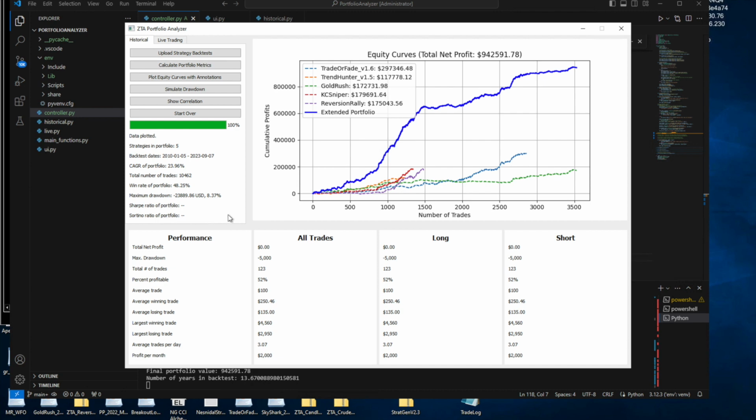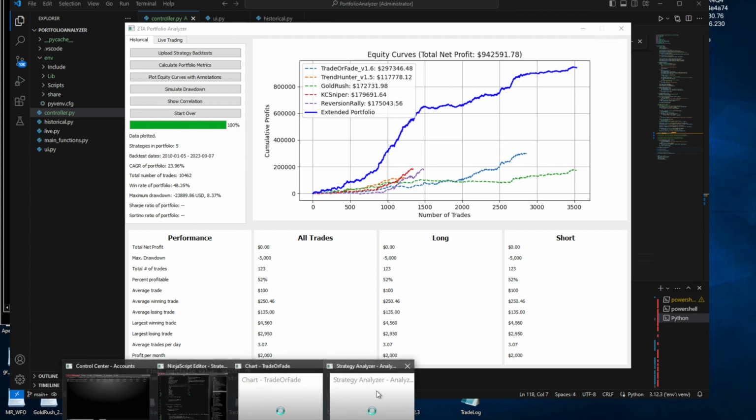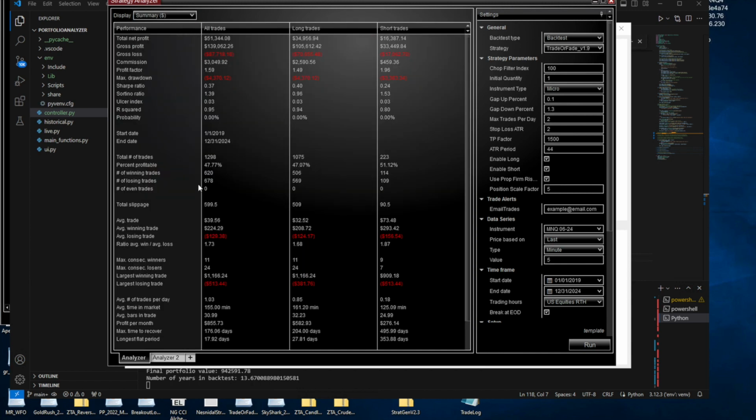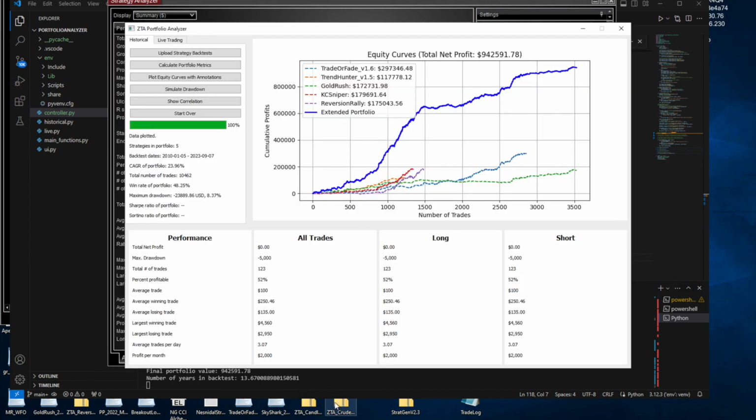In this bottom pane down here, the goal is to calculate more detailed and granular portfolio level metrics for all trades, for only long trades, and for only short trades. It's similar to how NinjaTrader has it broken down in their strategy analyzer window here. We want to do a similar thing to break down and detail the portfolio level metrics and certain things that our clients and our users might actually care about.